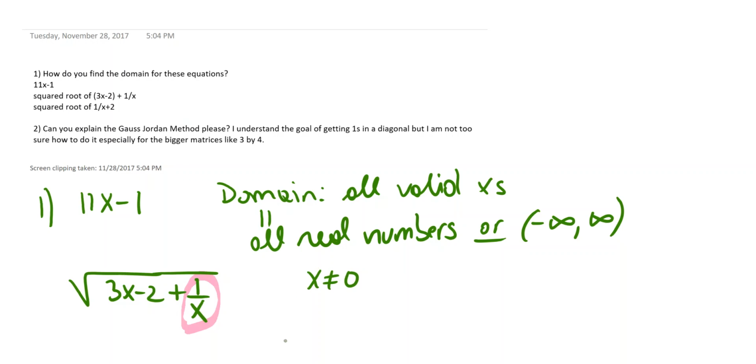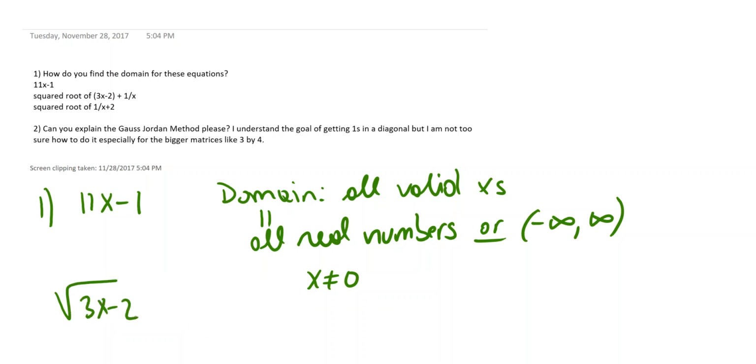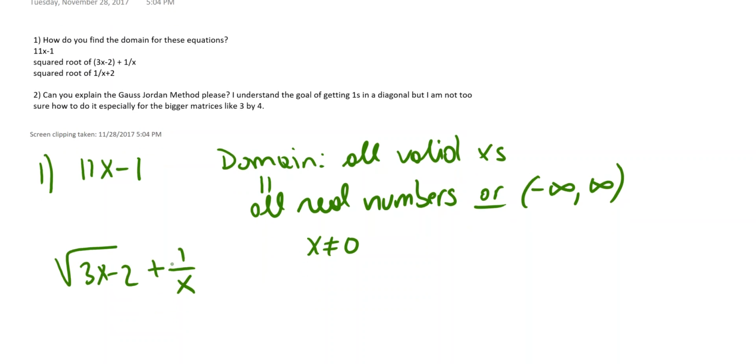And then, wait, I don't know if you meant, I think you meant this, 3x minus 2 plus 1 over x maybe? Anyway, if it's like this, x cannot be 0 because we can't divide by 0. And then since 3x minus 2 is underneath the square root, we can't have square root of a negative number. That's not a real function. So we must say that whatever is underneath the square root has to be positive or 0, so it's greater than or equal to 0.